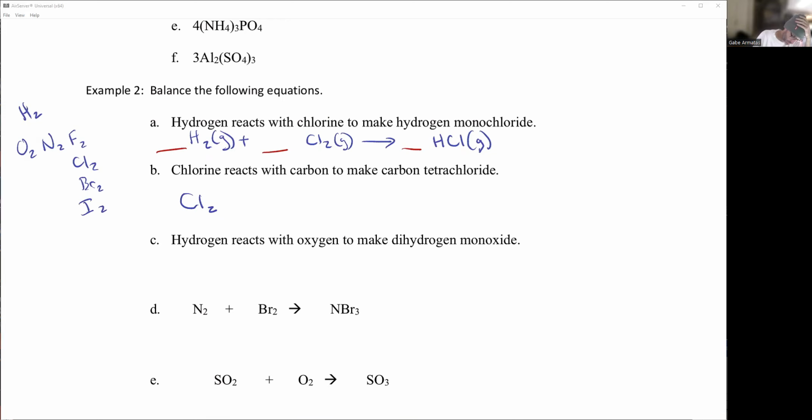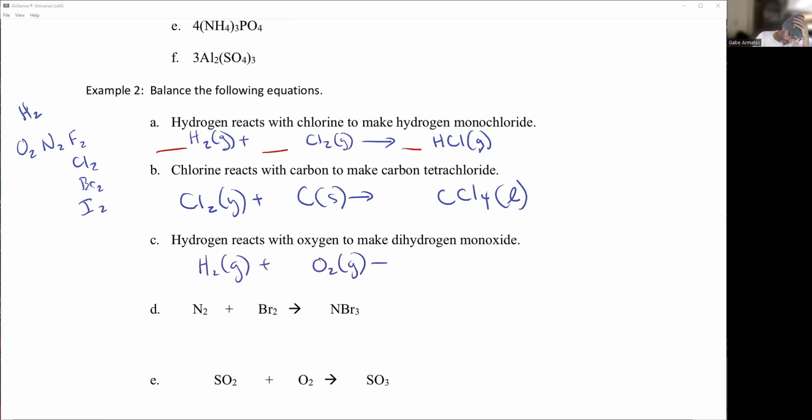So chlorine reacts with, oh, hold on, what's the phase? That's right, it's a gas. It reacts with carbon. Carbon typically comes as a solid to give me carbon tetrachloride. Again, it doesn't really give me a list. I know CCl4 is a liquid. And there we go. So go ahead and balance that one. The next one, hydrogen as a gas reacts with oxygen as a gas to give me dihydrogen monoxide, so water. And we're going to say that this is a gas as well.